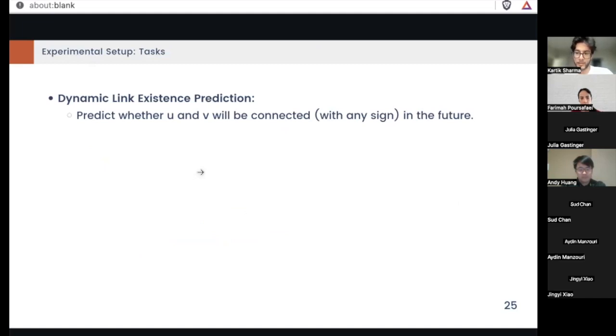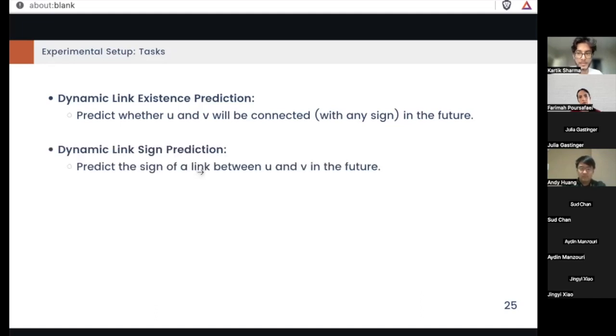The first task that we consider is the typical, familiar dynamic link prediction task. We call it dynamic link existence prediction, to predict whether U and V will be connected in the future. And this connection could be of any sign; the question is only whether there would be a link or not. The second task is dynamic link sign prediction, where we predict the sign of the link between U and V in the future. So we know that U and V would be connected, and we now want to predict the sign between U and V. Is it positive or is it negative, basically?